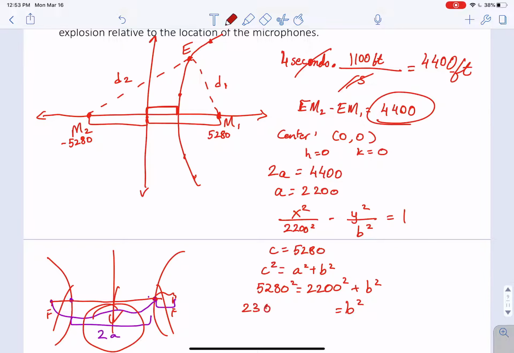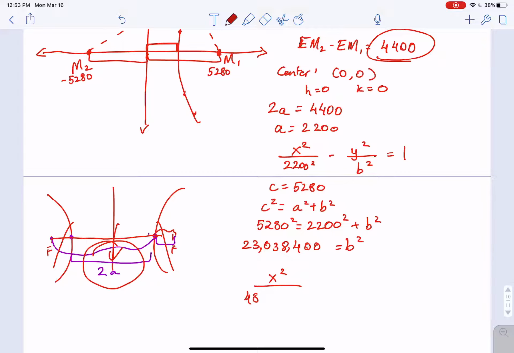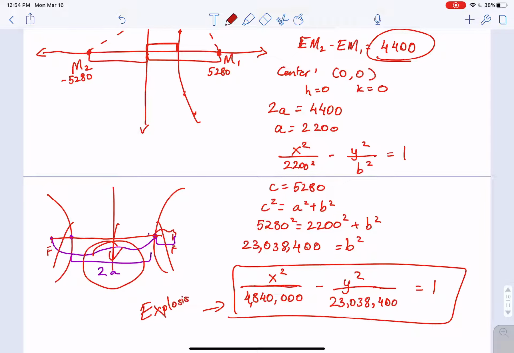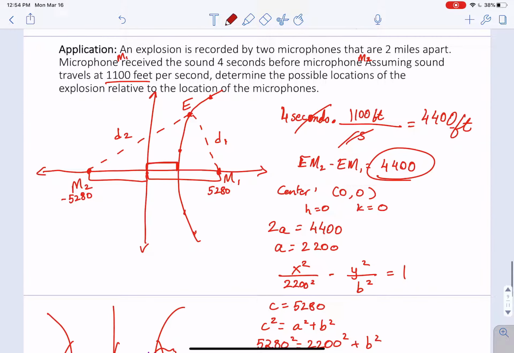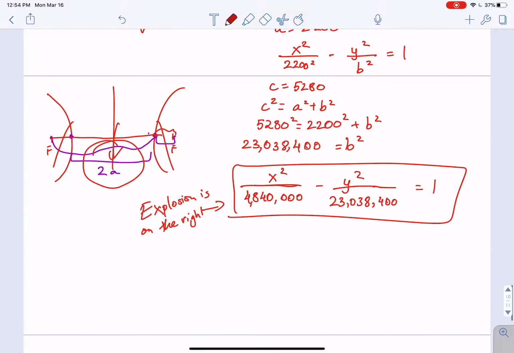So we can write that down. 2,200 squared is 4,840,000. And then b squared is 23,038,400, equals 1. So the explosion happens, it has to be on the right side of this, because it has to be closer to microphone 1. So it's on this side. It's not on that side, because then microphone 2 would have heard it before microphone 1 heard it. So it's on the right branch of this equation, this hyperbola.